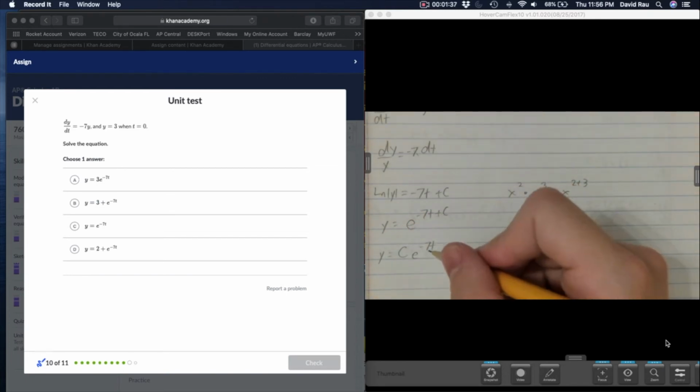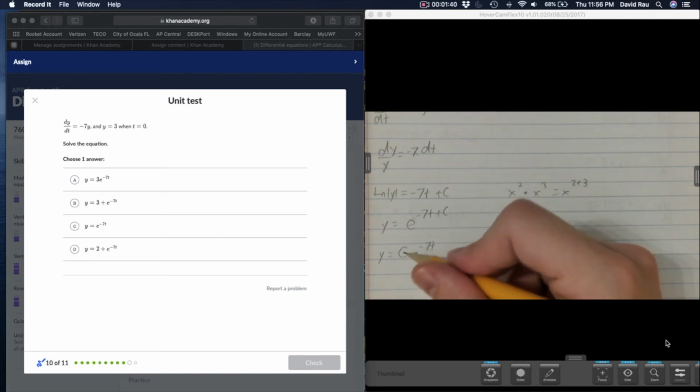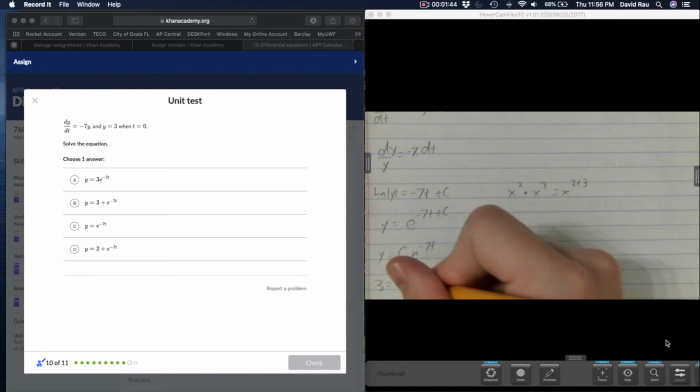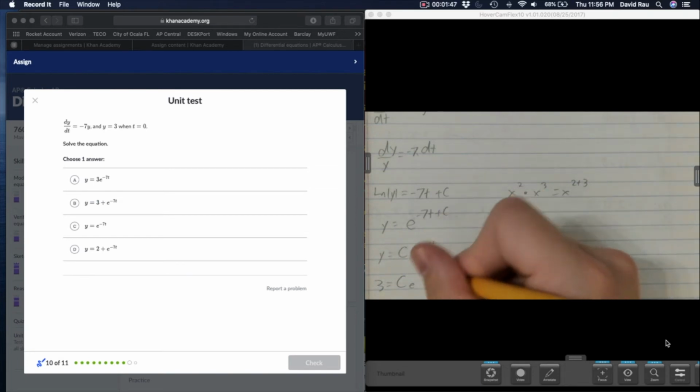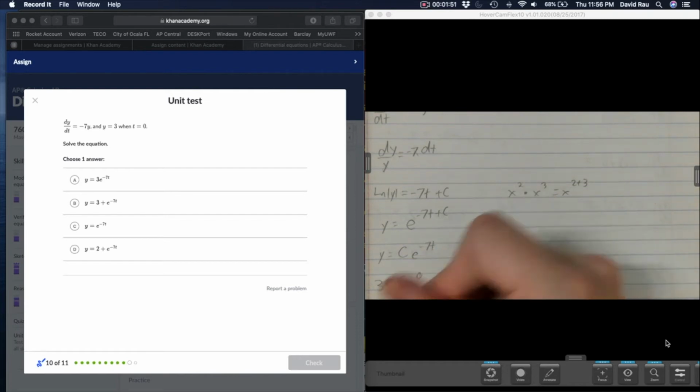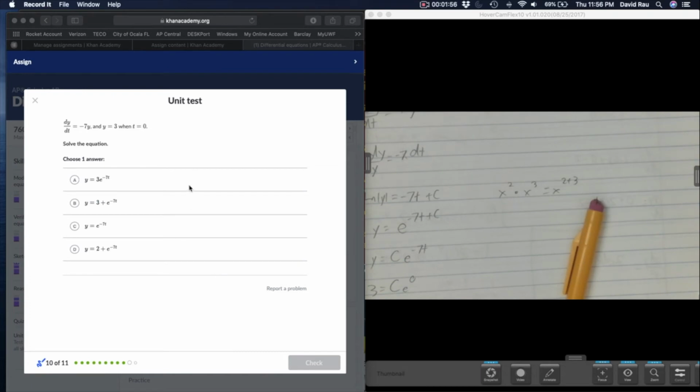Now let's use our initial condition to find c. We should get 3 when t is 0. Since it's negative 7 times 0, e to the 0 is 1, so c is 3, and that means our answer is right here.